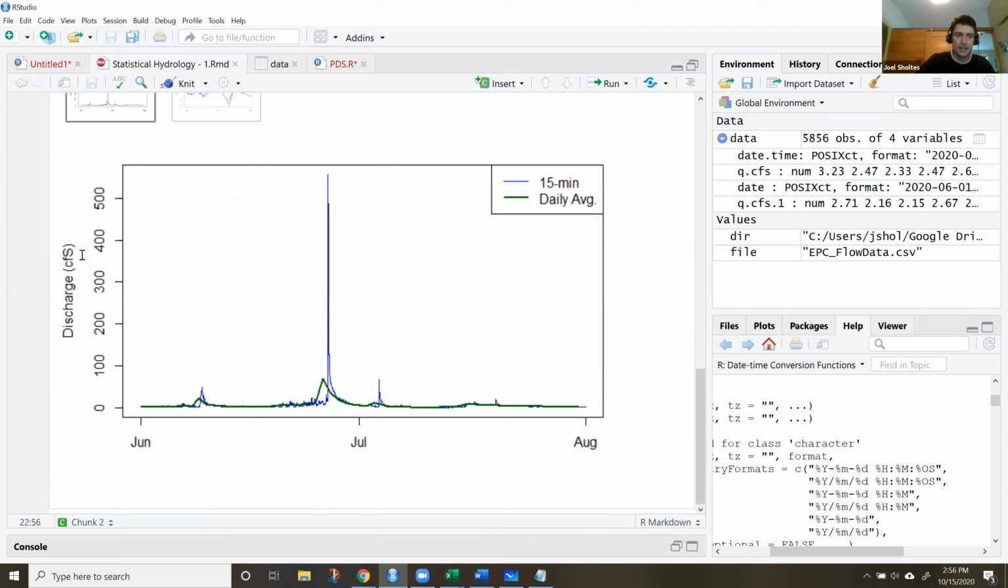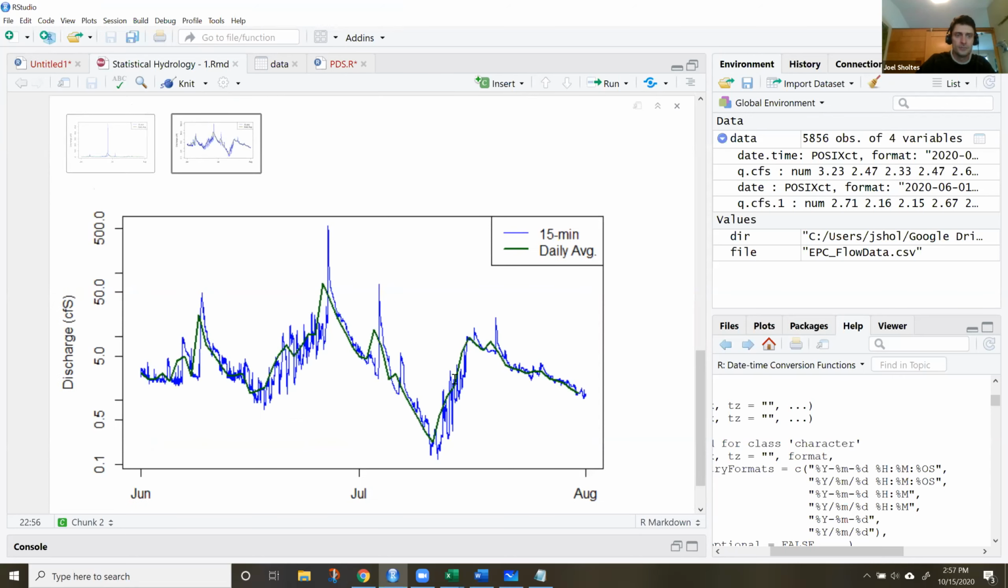This is an arithmetic axis on the y-axis, meaning it's not logarithmic. It's just equal intervals. Why do we do logarithmic? Well, you can see the differences more clearly. But here you can see, obviously, there's a huge peak that came through. Here's the daily average data in green. So we're averaging. That's why this peak is much lower, because this peak of 600 happened super fast. It passed maybe in 15, 30 minutes, something like that.